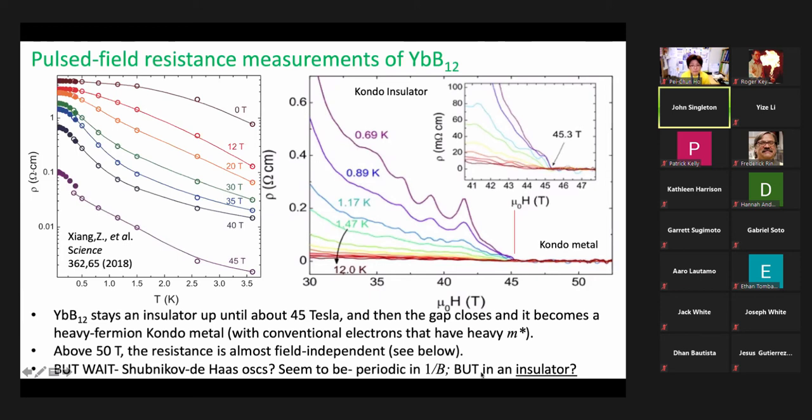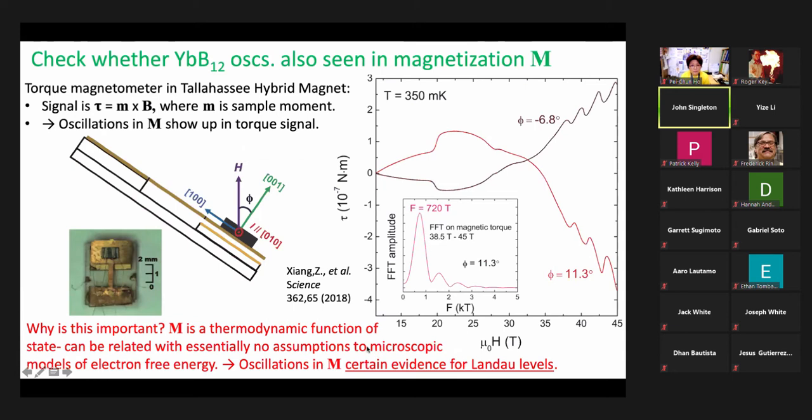So what we had to do was check using another measurement. So as well as the pulsed field measurements, we went to the Tallahassee 45 Tesla hybrid magnet and put the sample on the torque magnetometer. So the torque magnetometer is like a capacitor, and the top electrode of it is a spring, and the sample sits on top of this spring. You can see a picture of it here. There's the sample, and here's the place where it sits, and then the capacitor lower plate is down here.